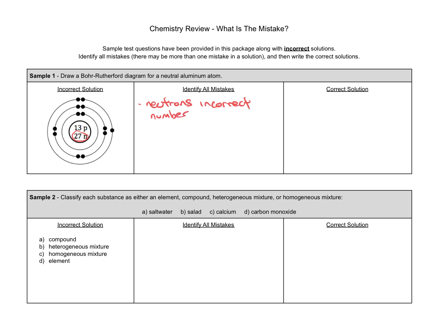So the correct solution, I'll just start drawing it over here. 13 protons, 14 neutrons. You can use subtraction to get the neutrons if you wish. 27 minus 13 is 14. There is another mistake. You want to carefully count how many electrons are drawn and make sure they are drawn in the correct spots.